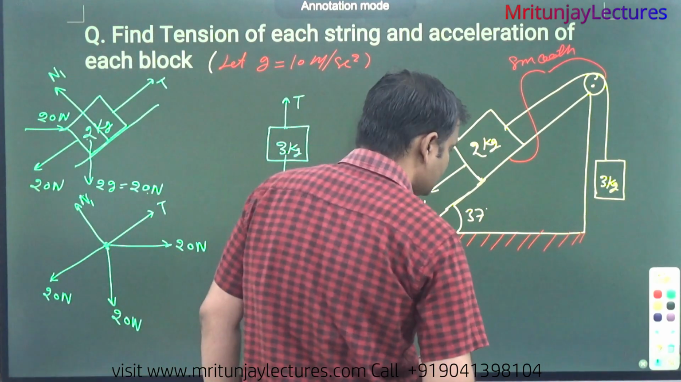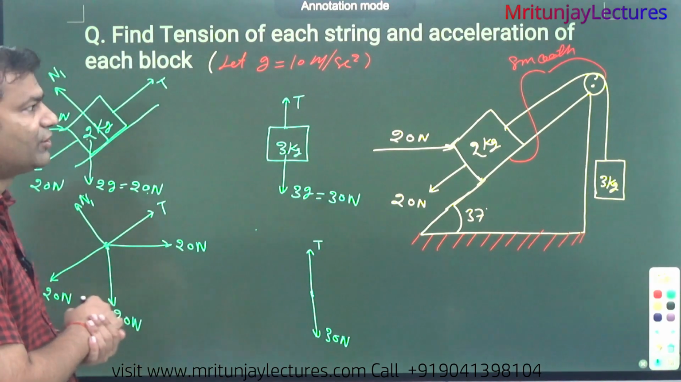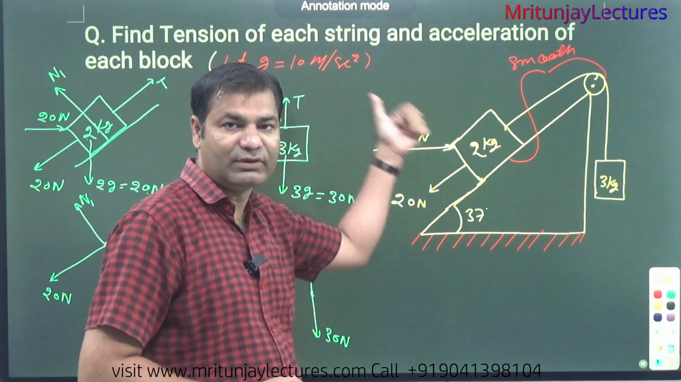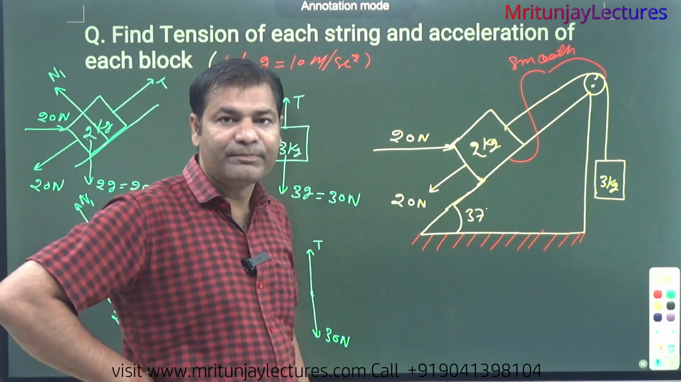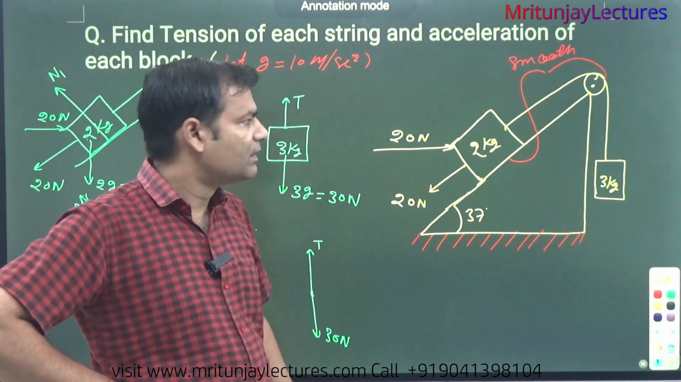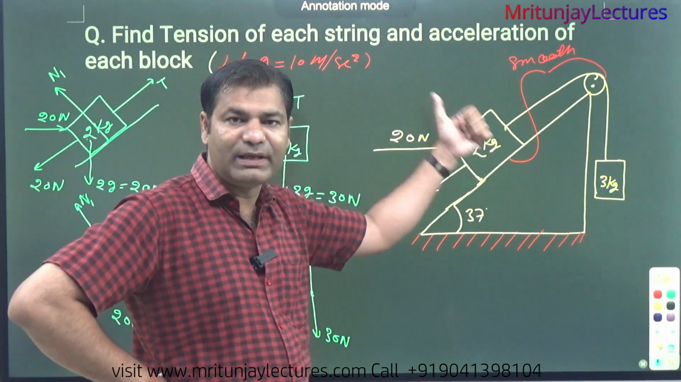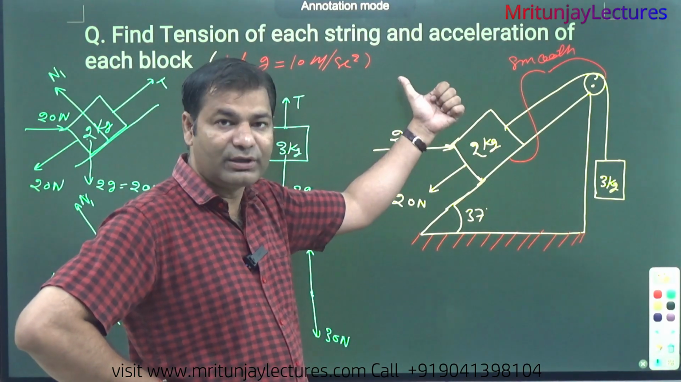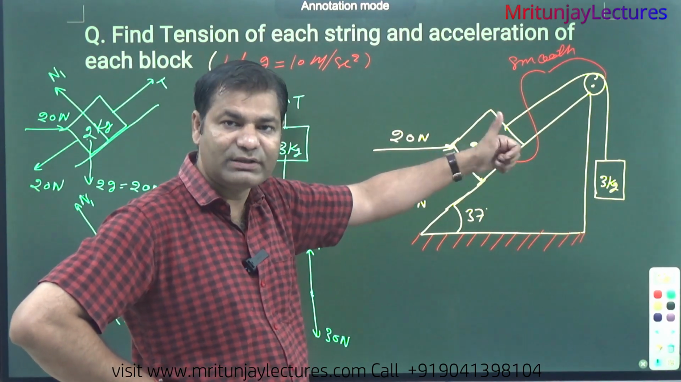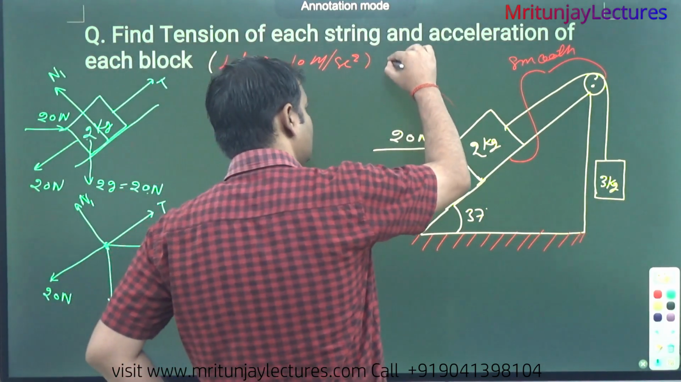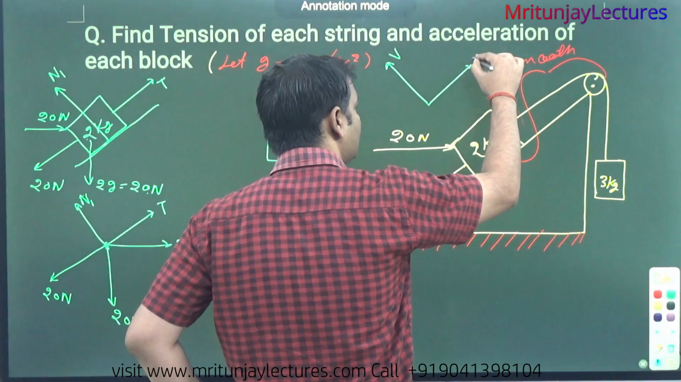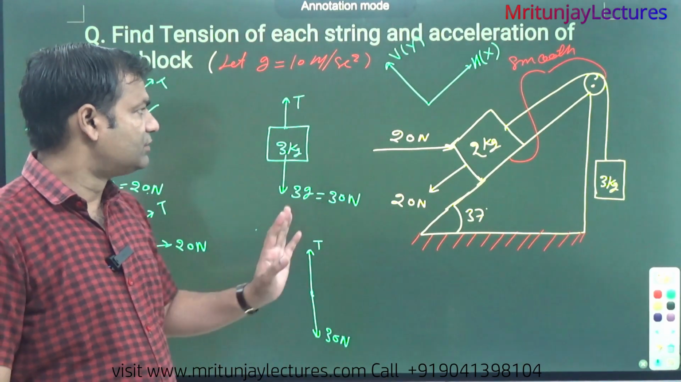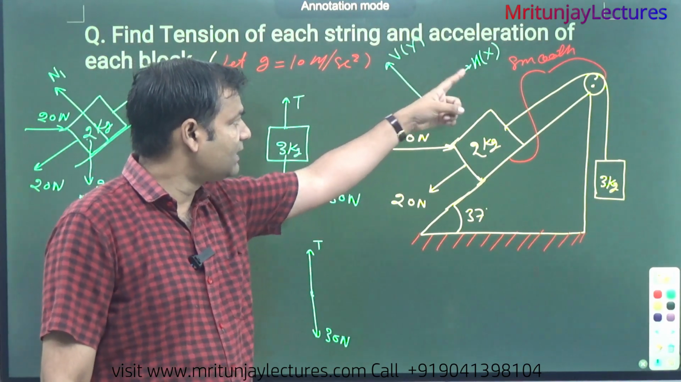Now next target is to select the vertical component and horizontal component. This block is moving in this direction, not moving like that. Why? Because this is an inclined plane, the block always moves along it. It means the forces perpendicular to the plane are balanced; net force perpendicular to the plane is always zero. So this one is taken as V, capital Y, and this one is H, capital X. Clear or not? After that, all components are resolved along the Y and X directions.